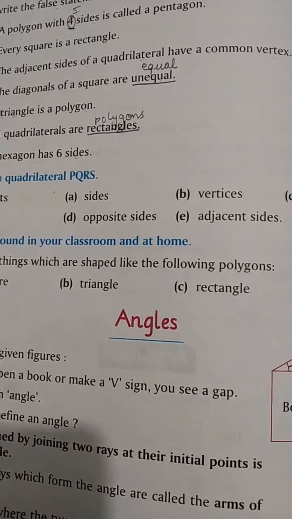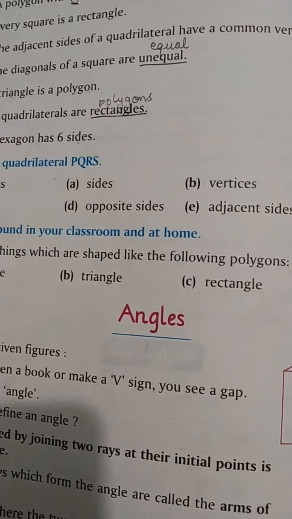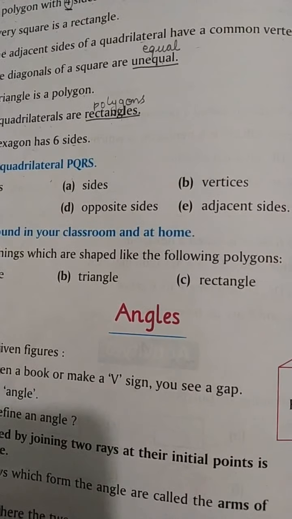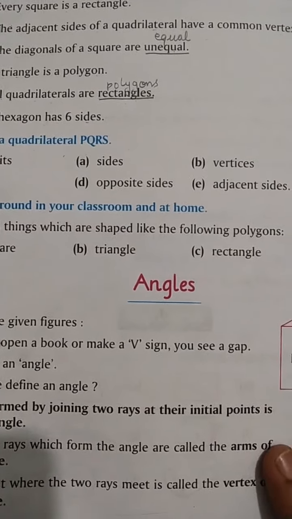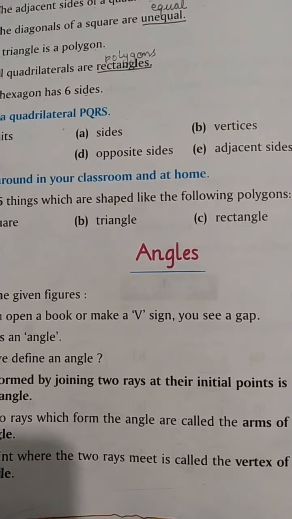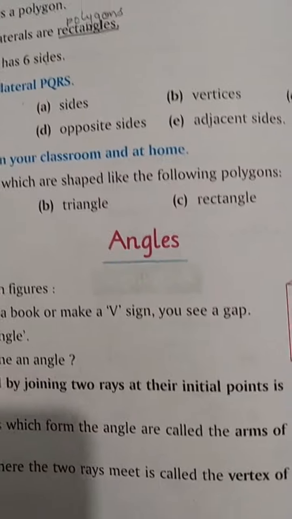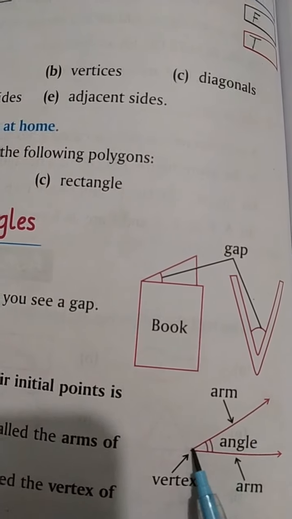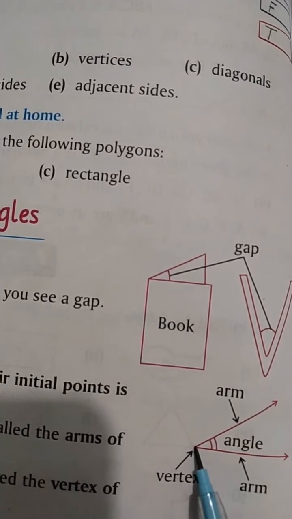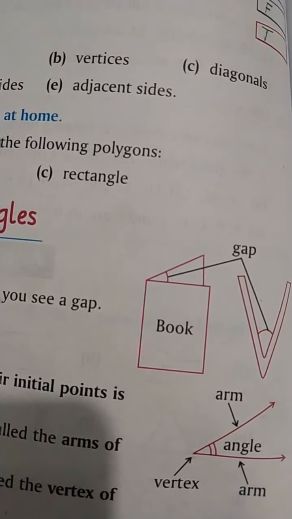Today in this video we are going to learn about angles, triangles and circles. What are angles? When two rays meet at a point, they form an angle. Like here in this figure you can see that two rays are joining at this point. This is forming an angle.